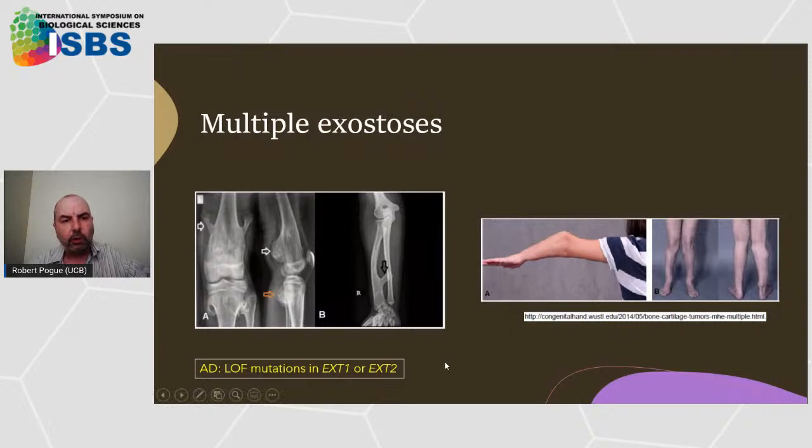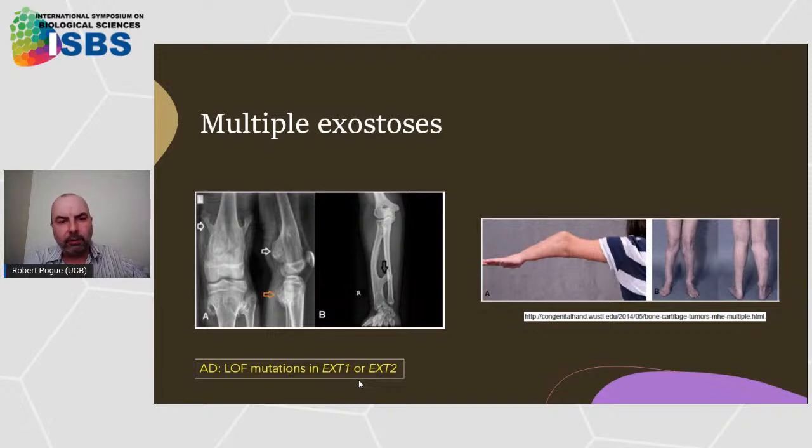Now, multiple exostoses are caused by autosomal dominant loss of function mutations in the EXT1 or EXT2 genes. The EXT1 and EXT2 genes are exostosin 1 and exostosin 2. They're predicted tumor suppressor proteins, and they are highly expressed in cartilage as well as in other tissues. They function within the endoplasmic reticulum, where they have a role in the production of glycosaminoglycans for the production of sulfated glycoproteins, which are a large part of the extracellular matrix of cartilage.